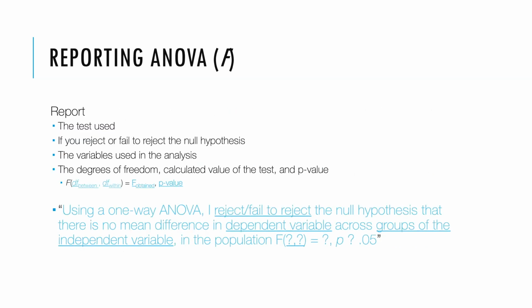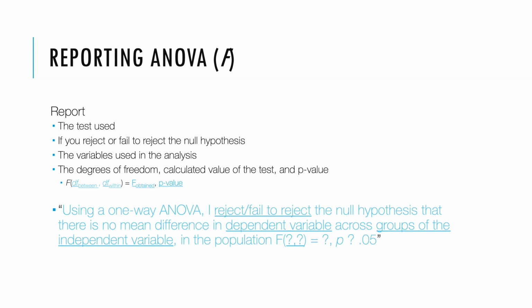Once we do that, we report it just like we did for the t-test. Report the test, whether we reject or fail to reject, the variables used, the degrees of freedom, and the actual reporting of the test. So using a one-way ANOVA, I either reject or fail to reject the null hypothesis that there's no mean difference in the dependent variable across groups of the independent variable. And that's because we're not comparing 2 groups, we're comparing a bunch of different groups. So we don't want to say the mean of this group and the mean of this group and the mean of this group. It's easier just to say there's no mean difference in whatever the outcome variable is across these various groups of the independent variable, in the population, right? Because we're trying to infer to the population.